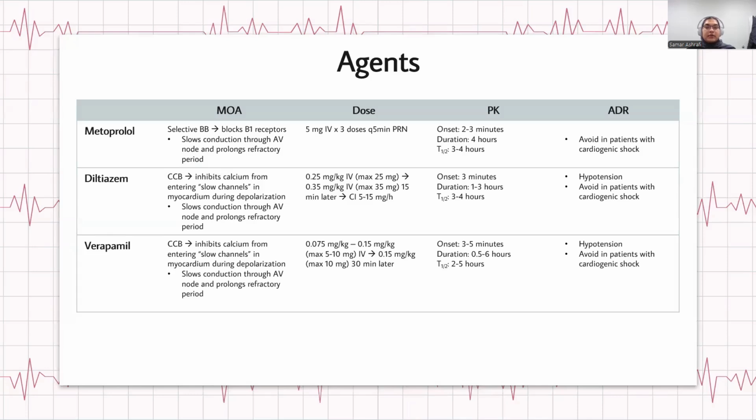And then side effects include, most importantly, avoiding this in patients with cardiogenic shock, because we ultimately don't want to do anything to worsen that compensatory mechanism in these patients. And with calcium channel blockers specifically, hypotension is one of the most common side effects, which is ultimately why verapamil is not really chosen due to the large degree of hypotension that can occur, and diltiazem is the favored calcium channel blocker in these patients.